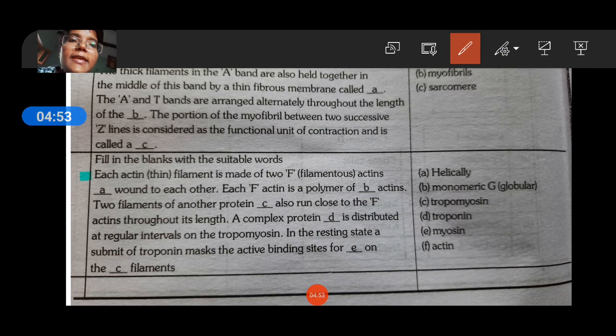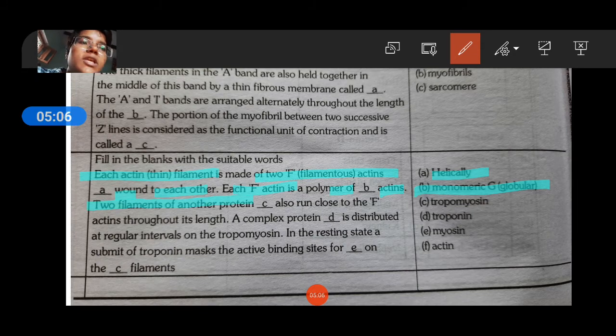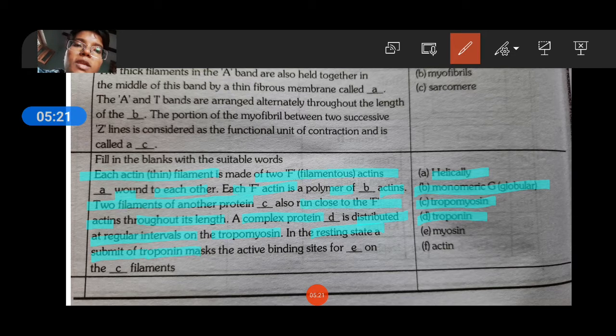Each actin thin filament is made up of two filamentous actins helically wound to each other. Each F-actin is a polymer of monomeric G-globular actins. Two filaments of another protein, tropomyosin, also run close to F-actins throughout its length. A complex protein, troponin, is distributed at regular intervals on the tropomyosin. In the resting state, a subunit of troponin masks the active binding site for myosin on the actin filaments.